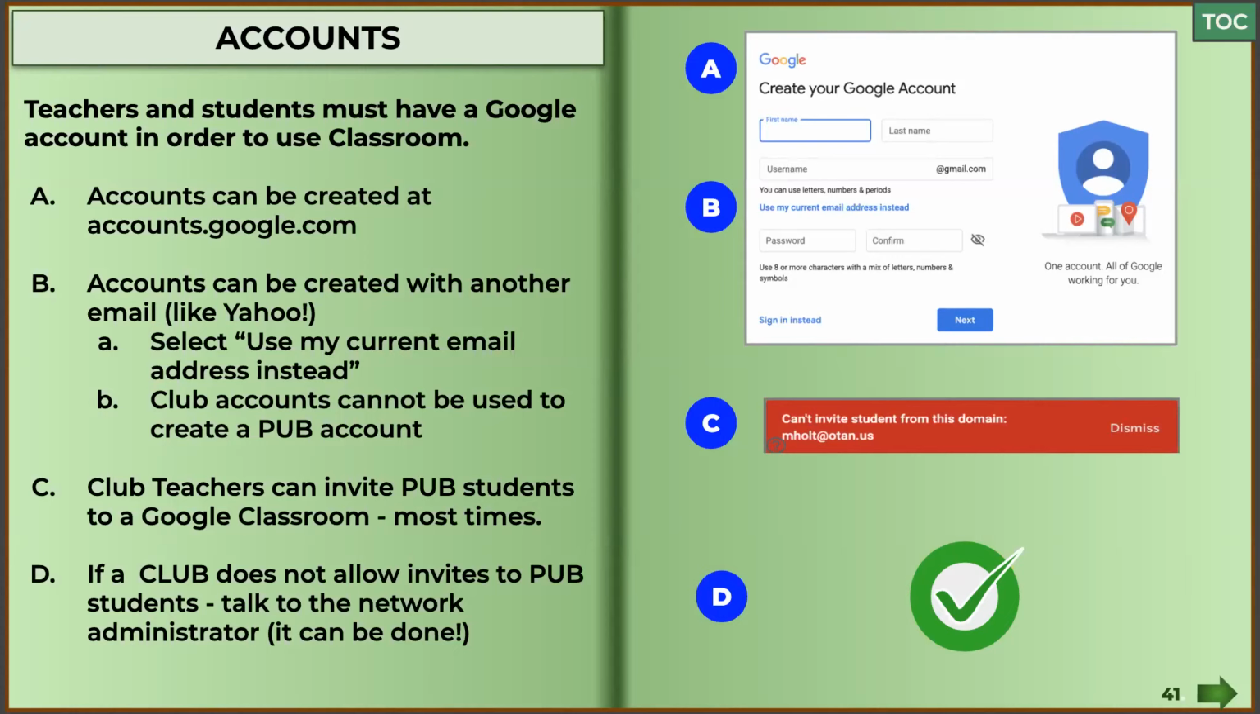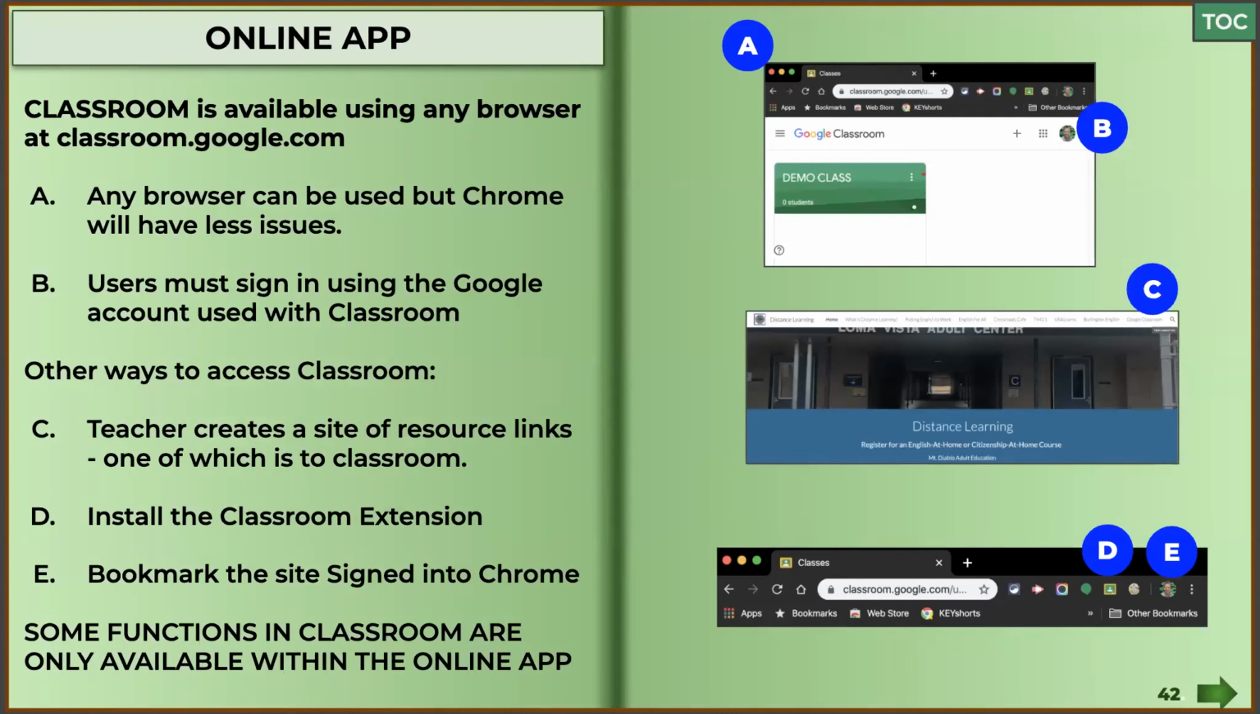If your club tells you cannot invite the pub under any circumstances, it can be done, but they might push back and say, no, not happening. Classroom is available on any browser. This is also really important.